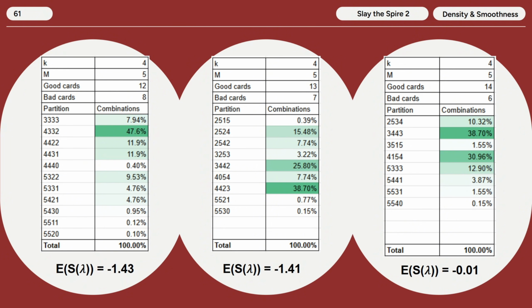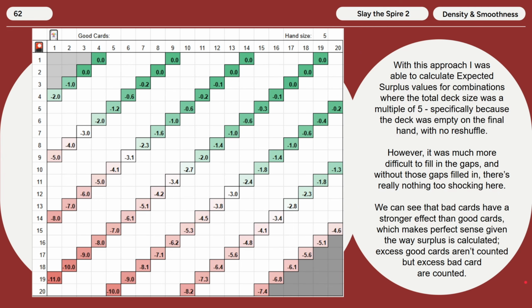So we expect a 1% chance that we would have to play a basic, 1% of the time as we go through our entire deck, where we have a hand where a third energy gets spent on a basic. So with this approach, you can calculate the expected surplus values for combinations where the total deck size was those multiples of 5, where there was no reshuffling involved. Because the deck was empty on the final hand, there was no reshuffle involved. It's really quite difficult to fill in the gaps though with this approach. And let's be real, without filling in the gaps, there's really nothing too shocking in this graph.